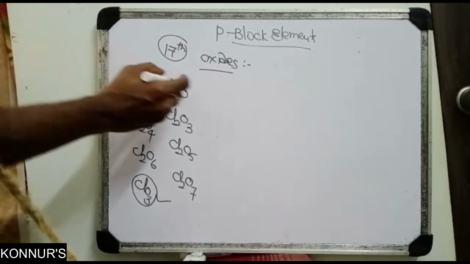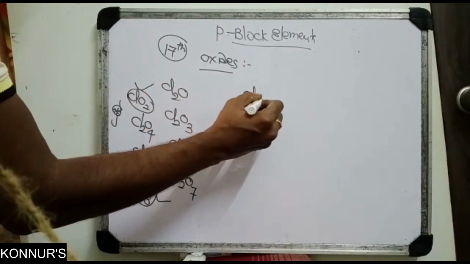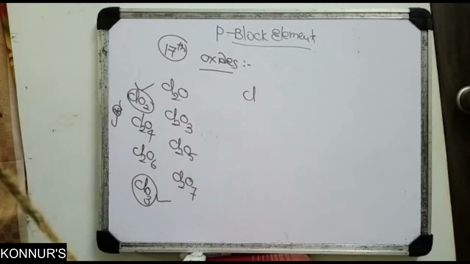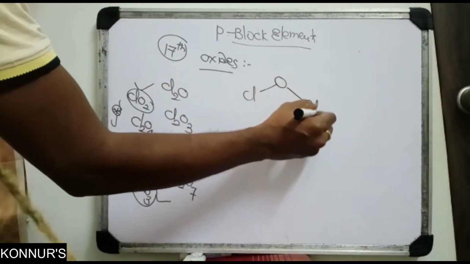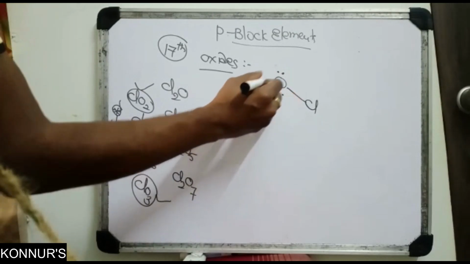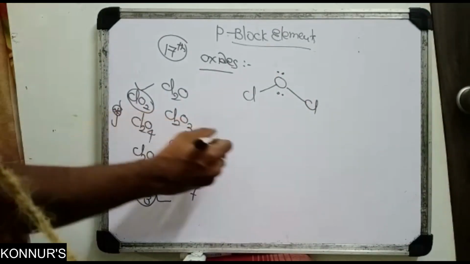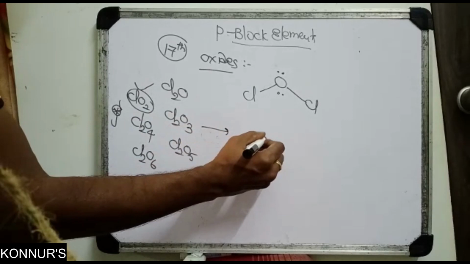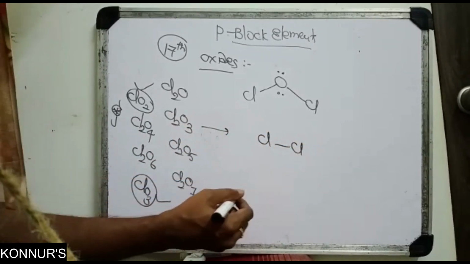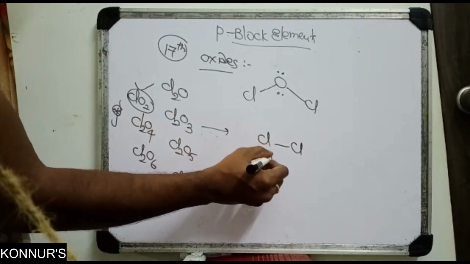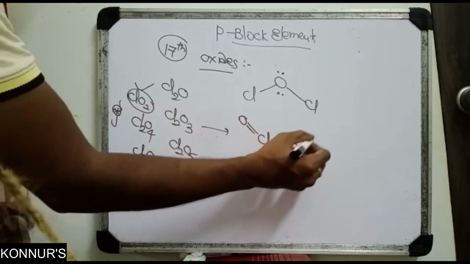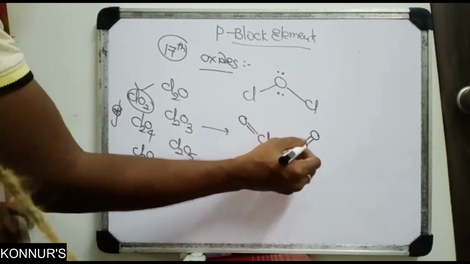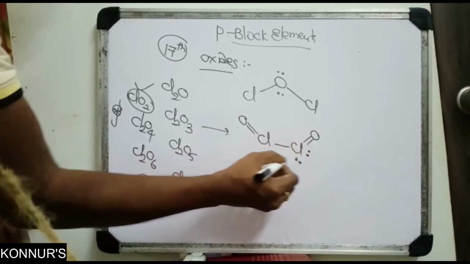So Cl2O, how to write that? Two chlorines, and here oxygen is the central atom. This is Cl2O. Next, Cl2O3. Cl2O3 means chlorine and chlorine, here 7 electrons actually. So here one oxygen, here one oxygen you take. 3 is over. 2 lone pairs.